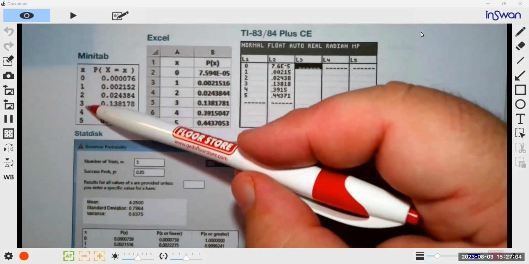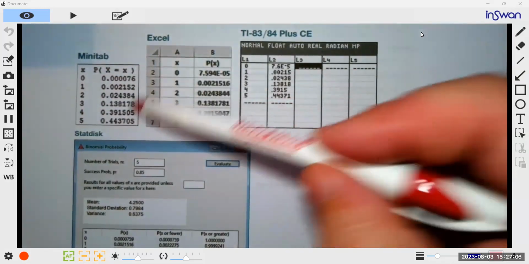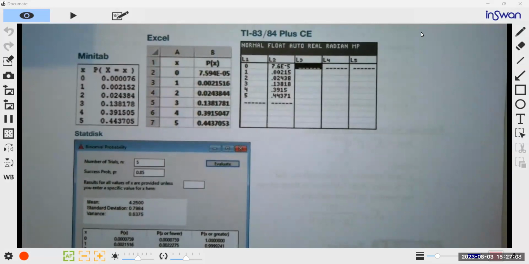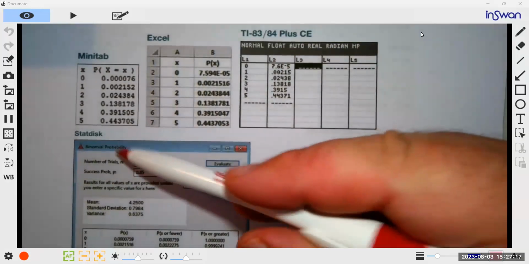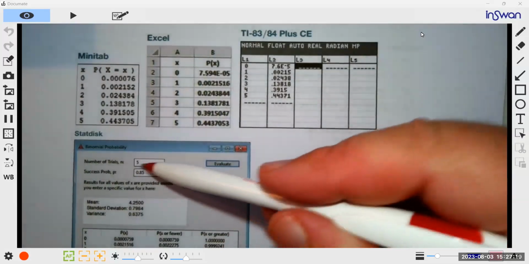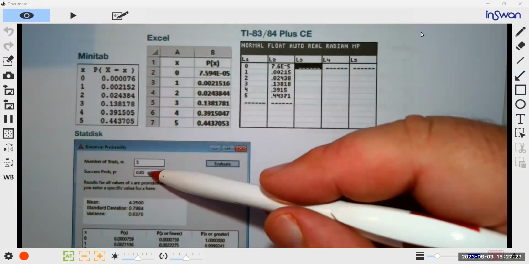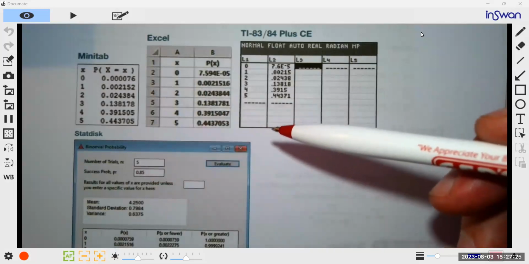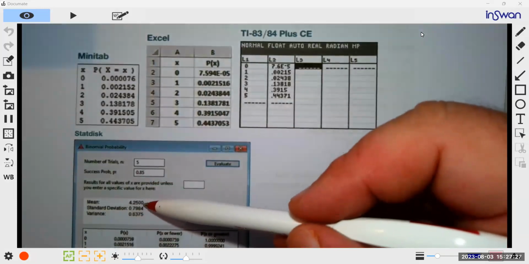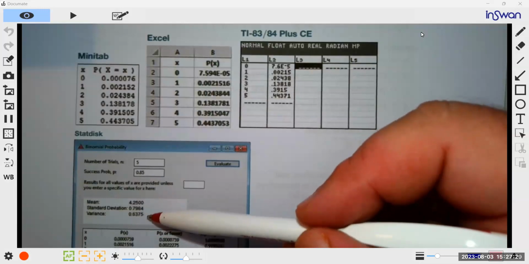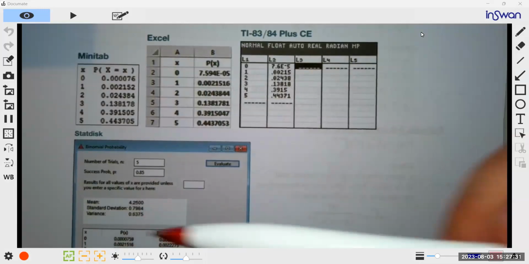So our n is equal to 5. These are the probabilities. Our binomial distribution would give us these values. In StatDisk, number of trials is 5. Success is 0.85. So this calculation gives us the mean, deviation, and variance.